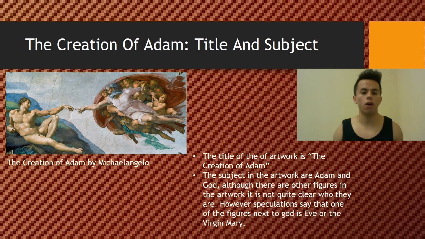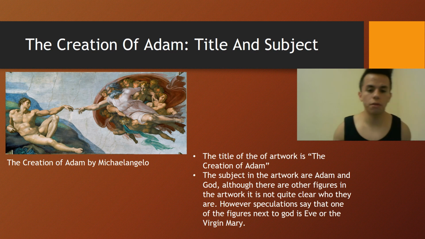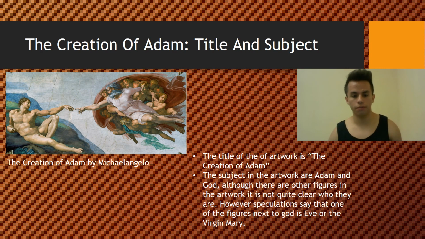The title of the artwork is The Creation of Adam. The subjects in the artwork are Adam and God. Although there are other figures in the artwork, it is not quite clear who they are. However, speculations say that one of the figures next to God is Eve or the Virgin Mary. Michelangelo proved himself to be a master in his illustrations of biblical themes, which form the center of the composition.